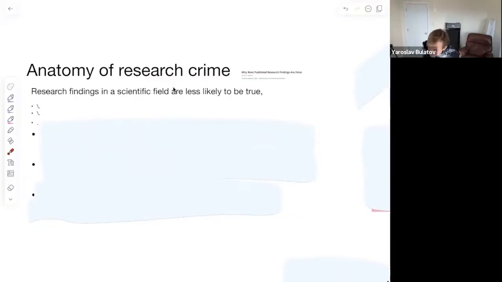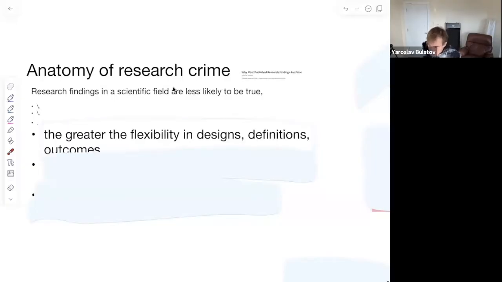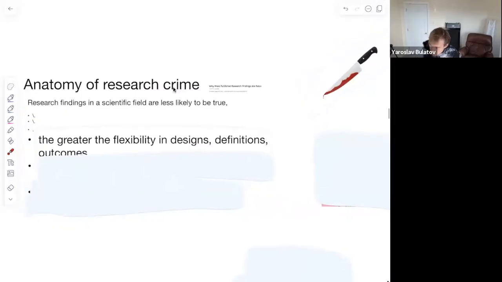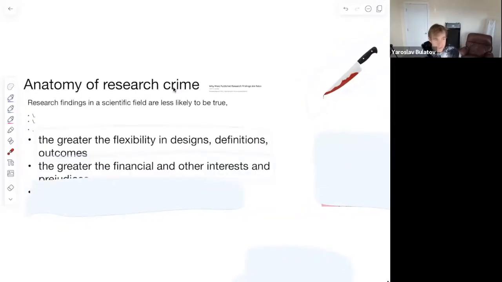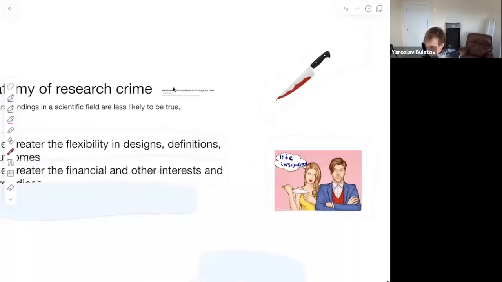If you take the paper about why most published research findings are false, there are three major factors which cause this. They say a research finding is false with high probability if there is big flexibility in designing or defining your methods and outcomes. I will call this the weapon. The second factor is if there are financial or other interests in demonstrating the result is true, and I call this the motive.